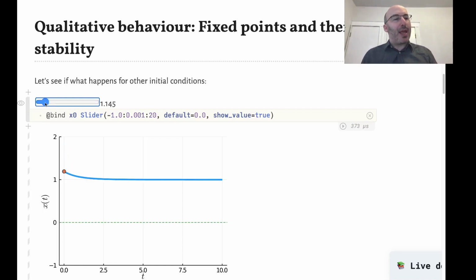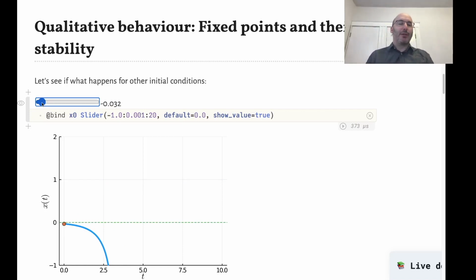But if I start with negative values of x, then something different happens, and I actually move away from 0 but in the negative direction, and I converge to minus infinity. And so these are actually the only possibilities for qualitative behavior in one dimension. Either I converge to a fixed point or I diverge to plus or minus infinity.